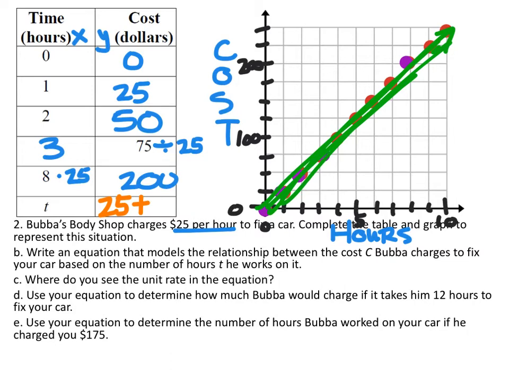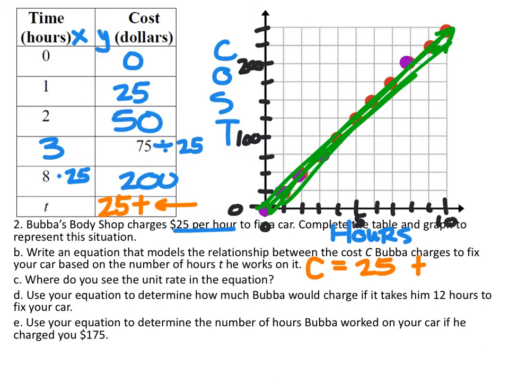So next up, it wants us to write an equation for it. And again, that's kind of what this box right here is for. We know that the total cost Bubba is going to charge is $25 multiplied by the number of hours. So if you just wrote this as 25t, that's fine as well. And where do you see the unit rate in the equation? That's a good question. Well, the unit rate, we know, is the 25, right? So we know it's $25 per hour.